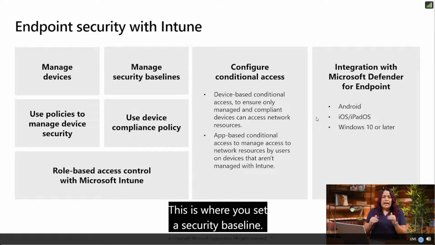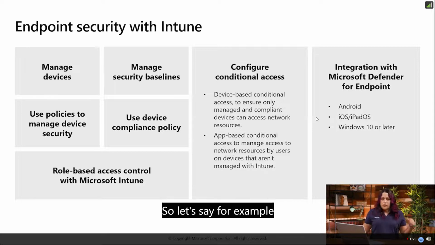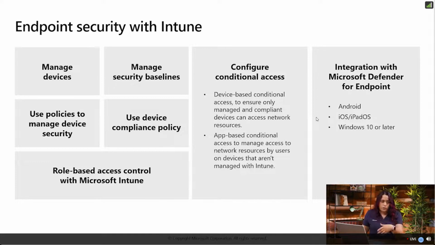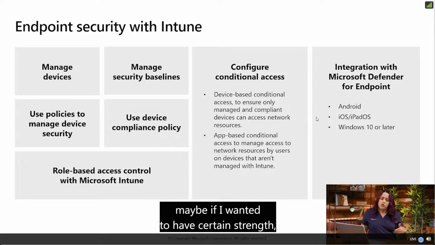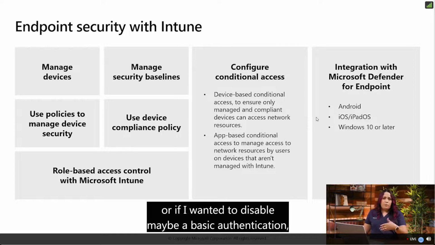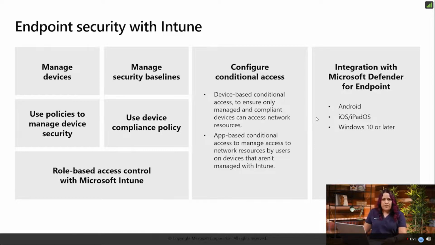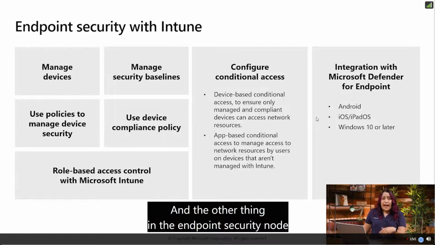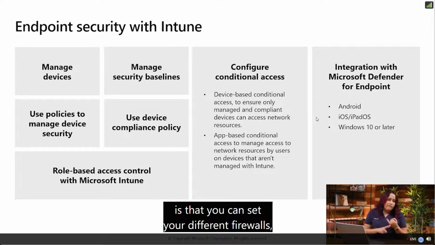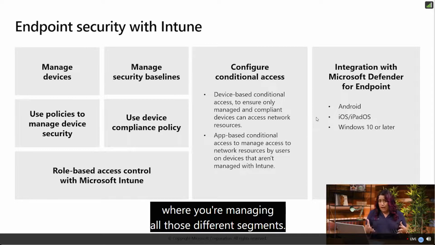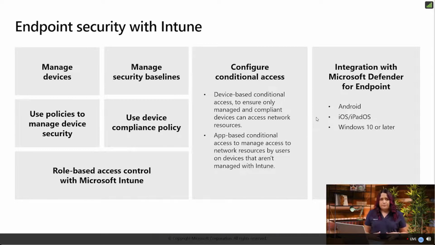This is where you set a security baseline. So let's say, for example, I wanted to automatically require a passcode, maybe if I wanted to have certain strength or different numbers, characters, or if I wanted to disable maybe a basic authentication. This is where you get to set those different baselines. And the other thing in the endpoint security node is that you can set your different firewalls, your antivirus tools, and you have one place where you're managing all those different segments.